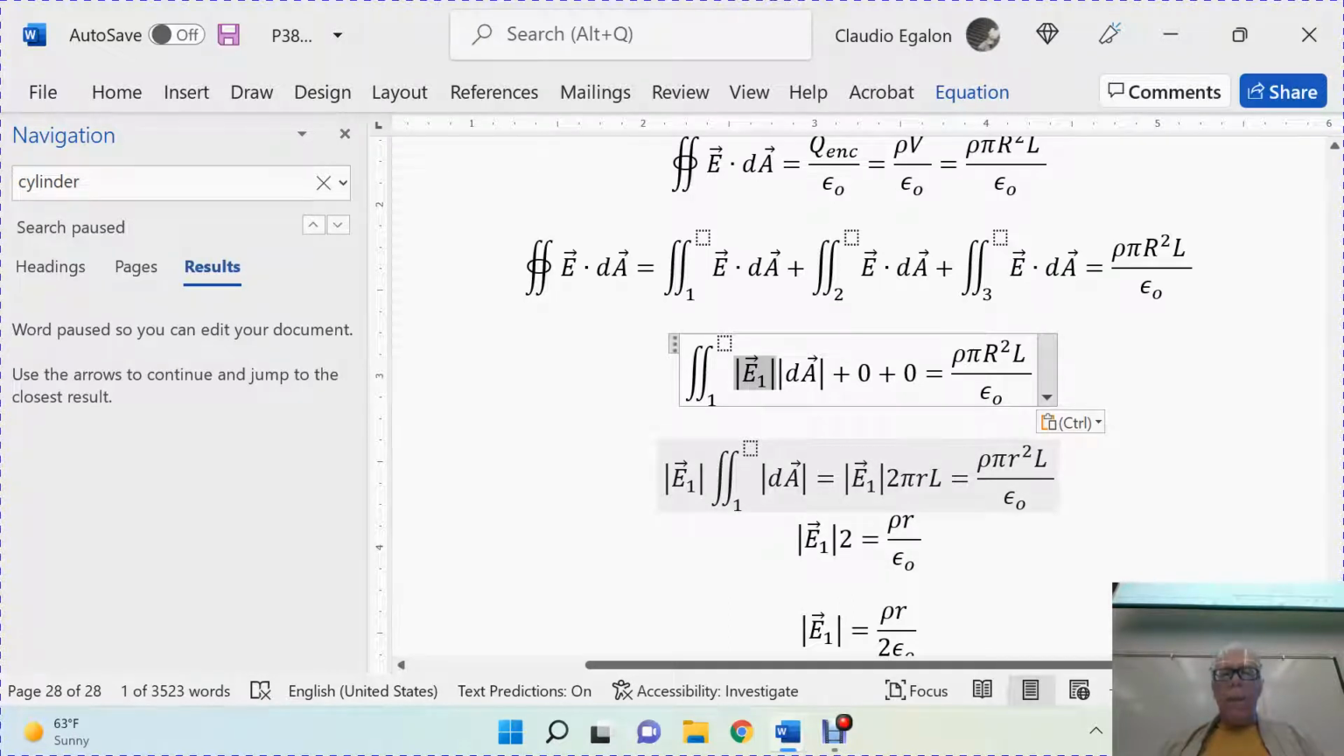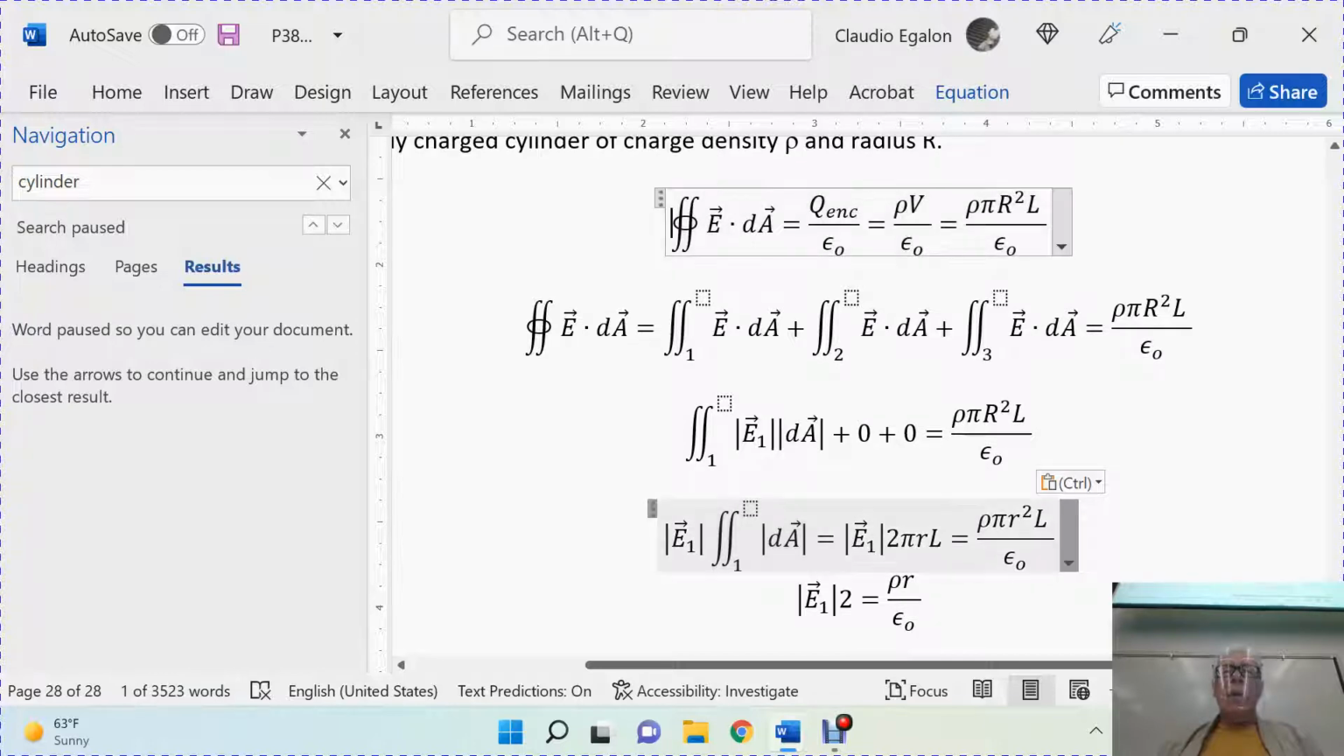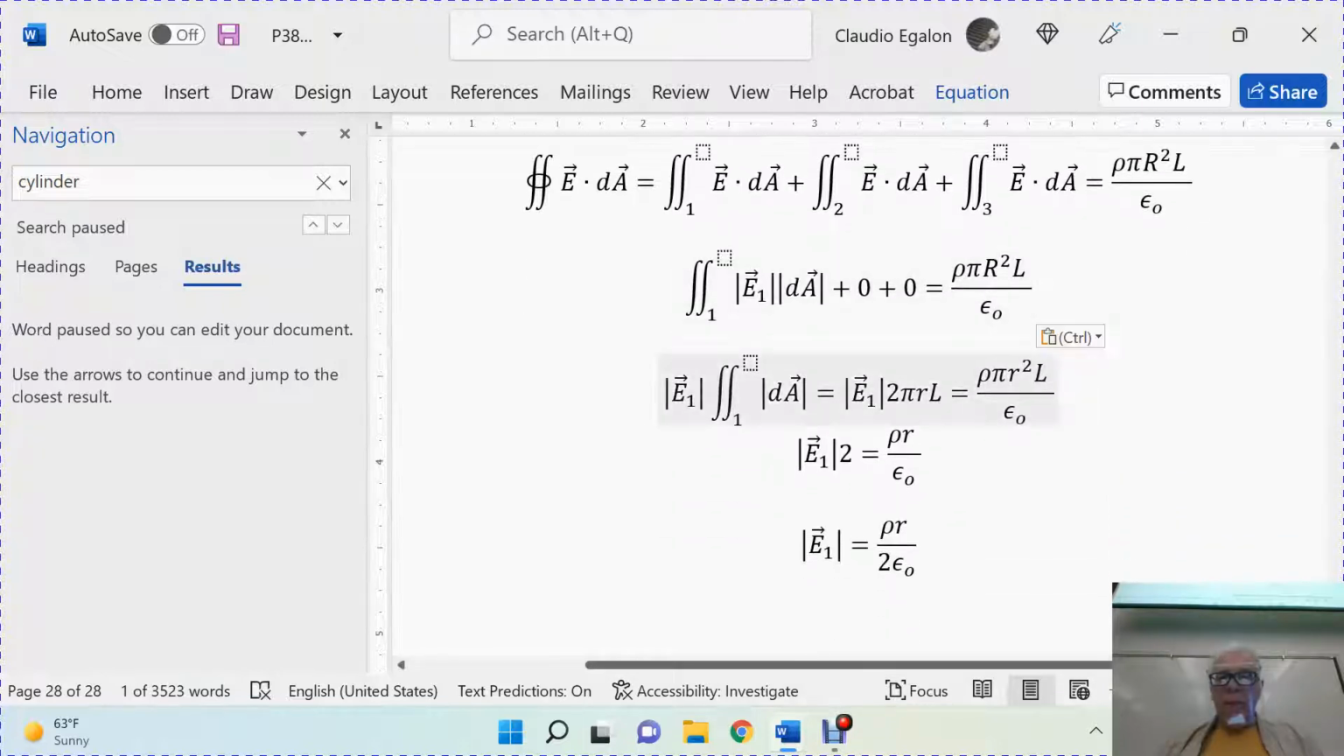And now we use the area of the Gaussian surface. On the left side is the integral over the Gaussian surface. On the right side must be the electric charge that is in the cylinder. So we can finish our calculations here.